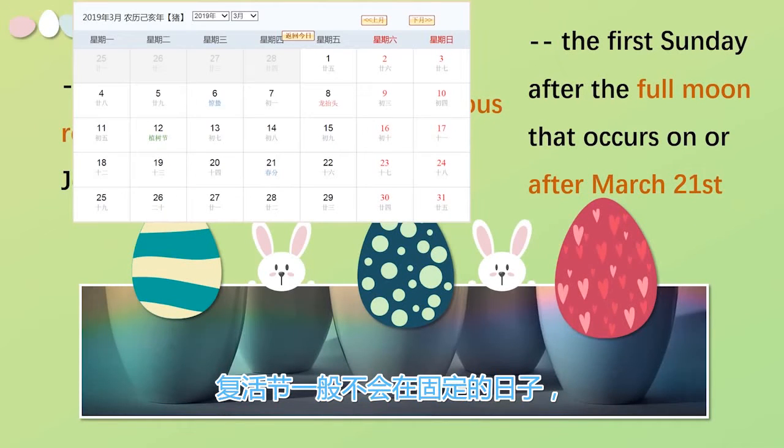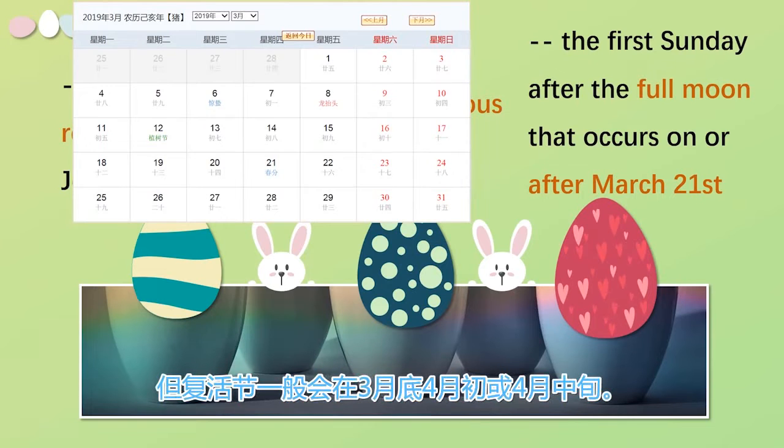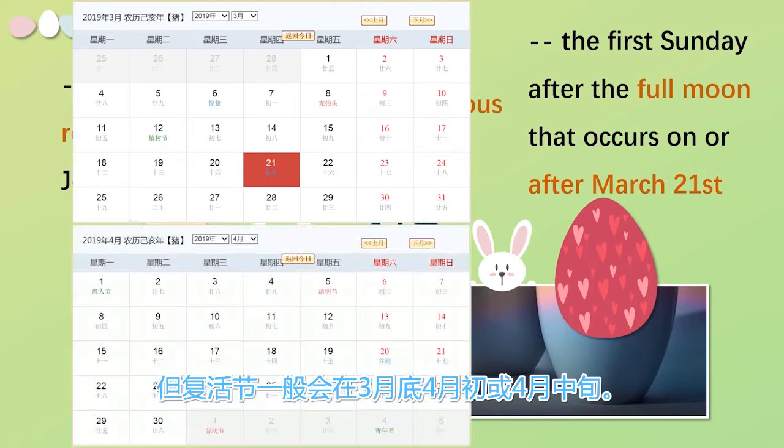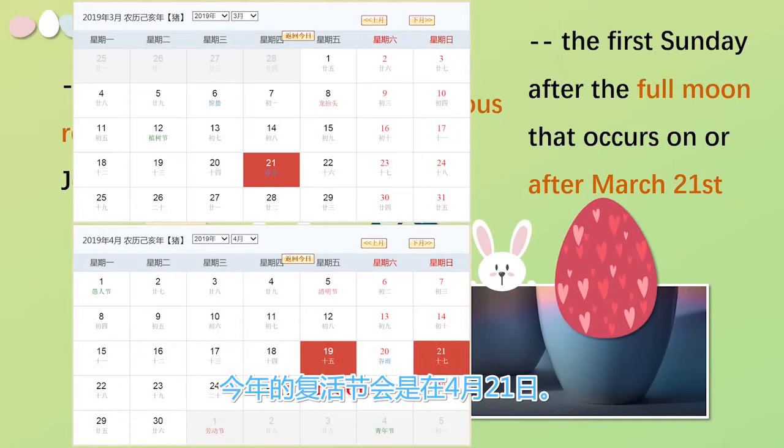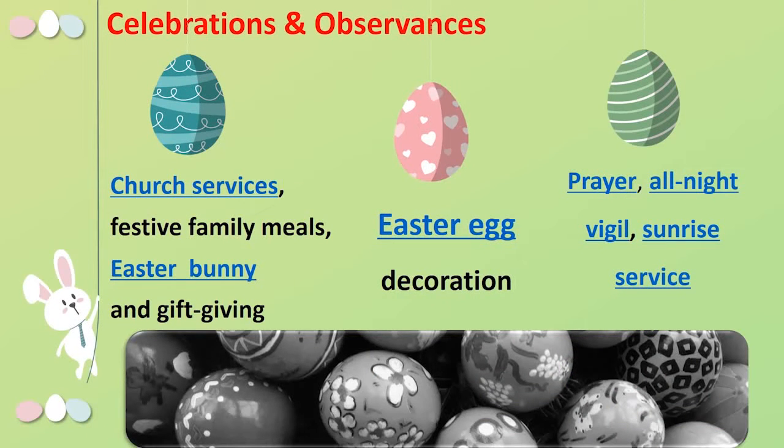So Easter Day is not fixed, but usually Easter Day is at the end of March and at the beginning or in the middle of April. And this year, the Easter Day will be on April 21st. Okay, and then go on.